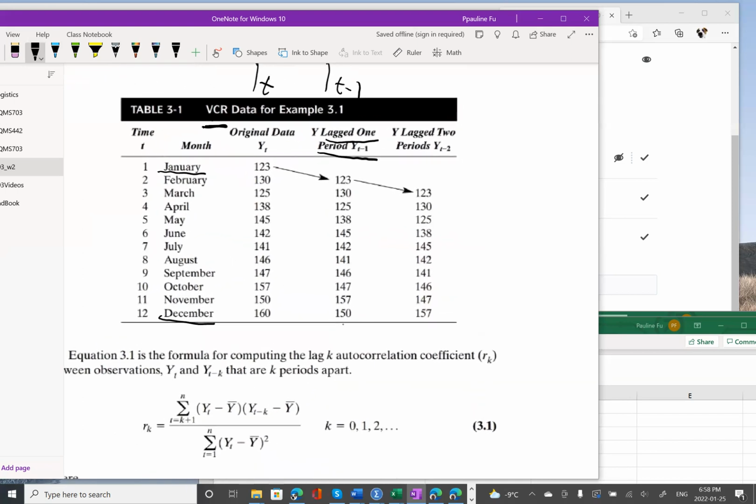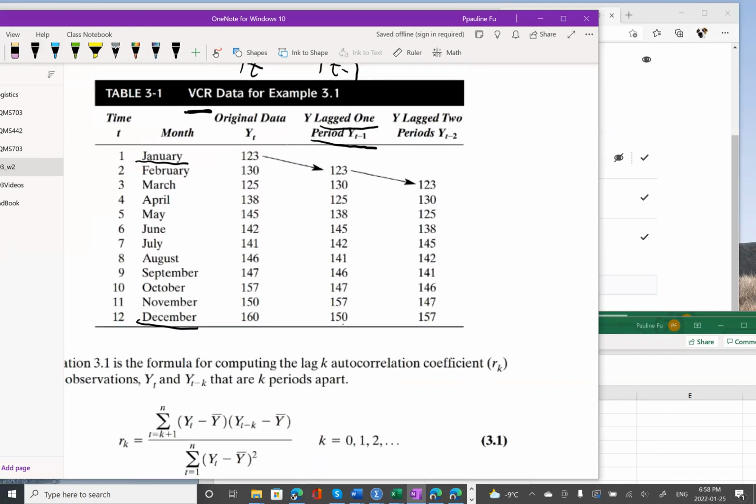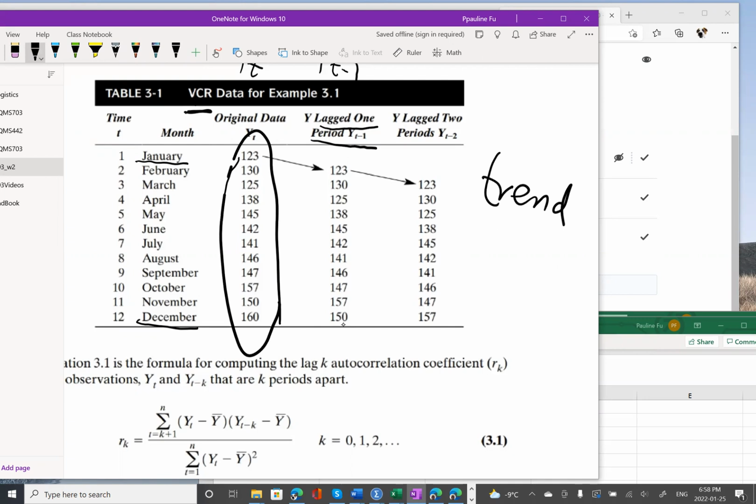Good question. The question was why we need lagged 1 or lagged 2, why we need to move 1 down. This is because these data are time series data. This is for January, this is for February. The reason we move 1 down is we want to explore the trend. For example, don't you think 130 is greater than 123? So it looks like these data are going up. Of course, this one is going down, but the general trend is going up.